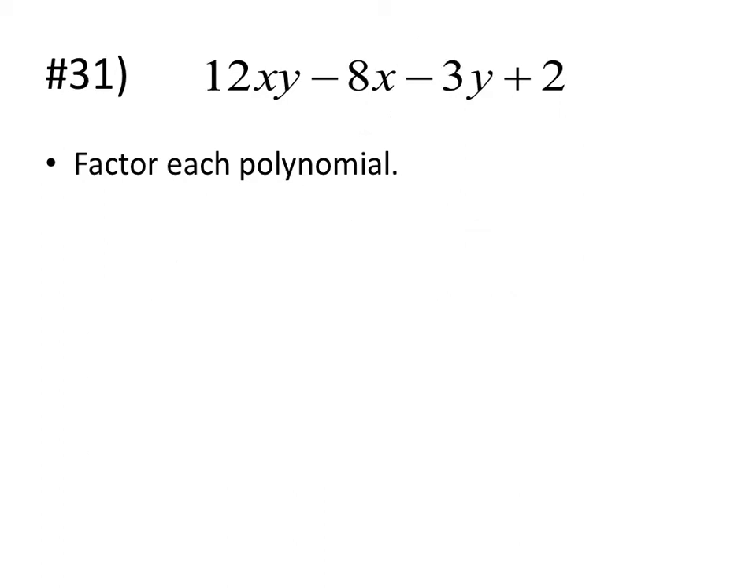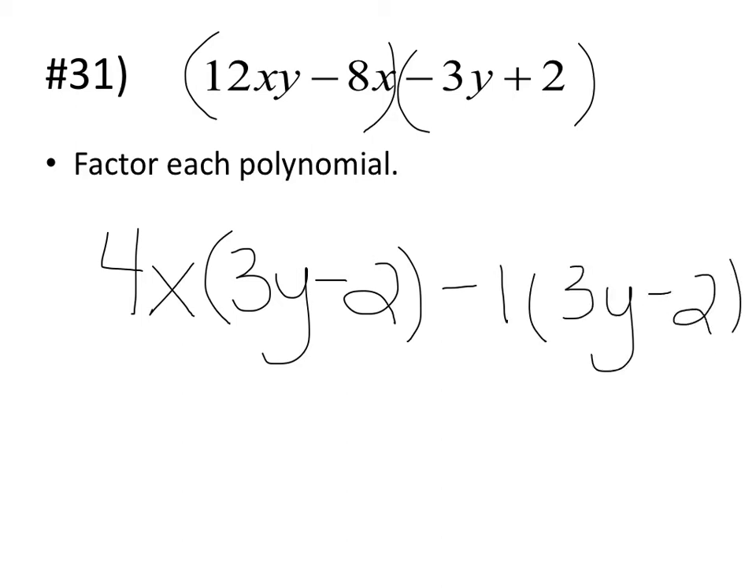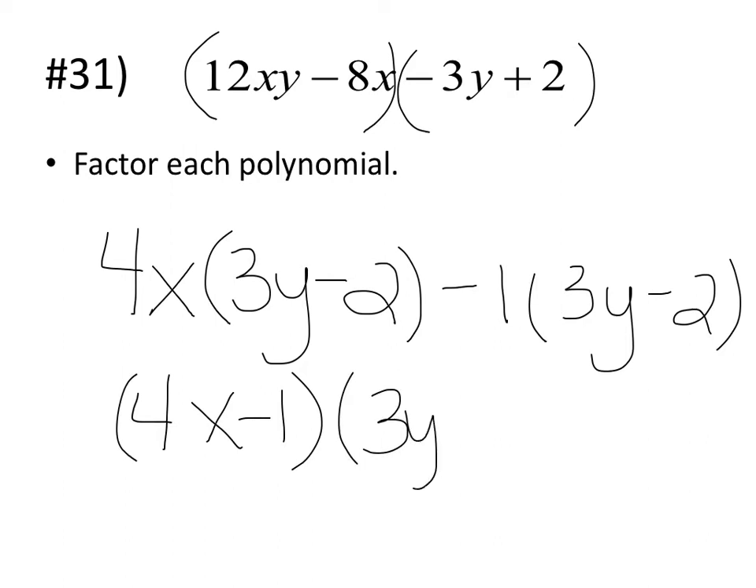Again, my third term is negative, so you're going to be factoring a negative out of the second part. Out of the first part, I've got 12 and 8, so I can factor a 4 out. And I've got x and x, so I can factor an x out. That leaves me 3y minus 2. I'm going to factor a negative because my third term was negative, so I'm going to factor out negative 1. And that's going to leave me 3y minus 2. See how they match up now? So I'm left with 4x minus 1 and 3y minus 2. If I hadn't factored out a negative 1, my parentheses would not match up.